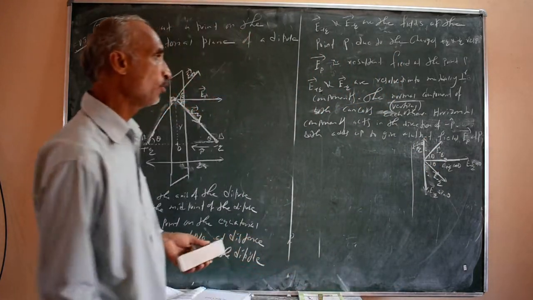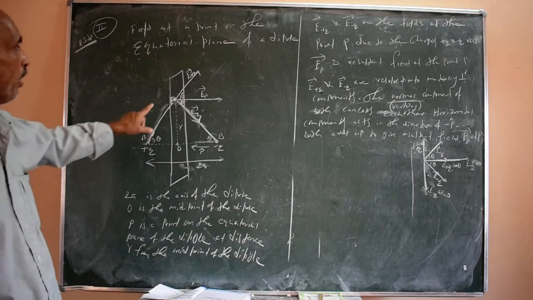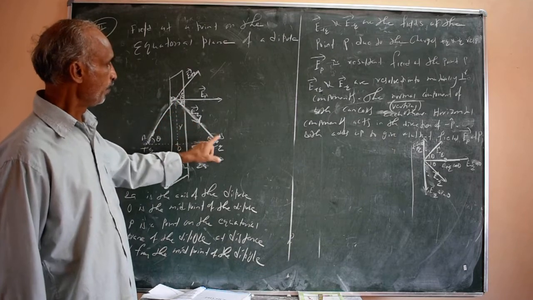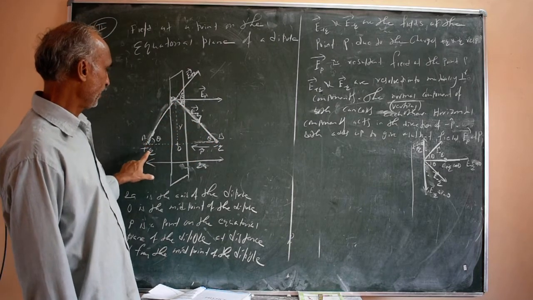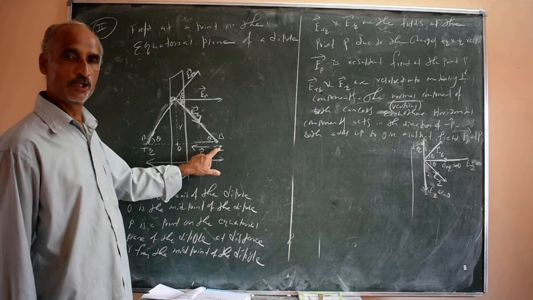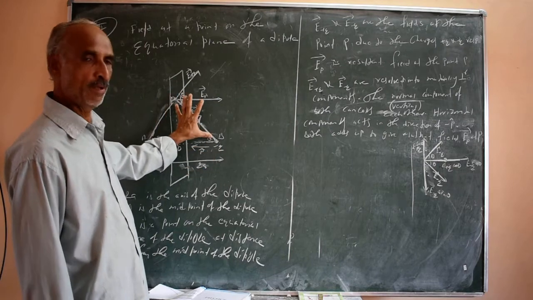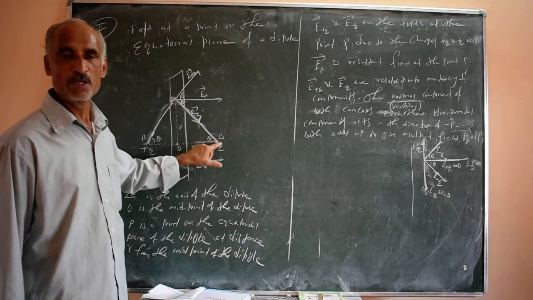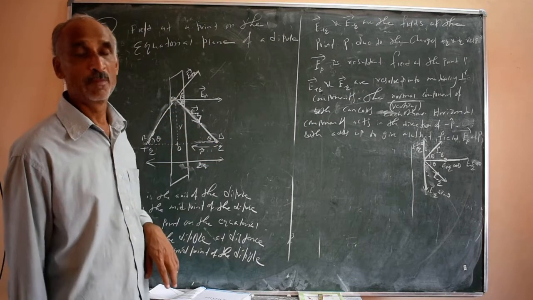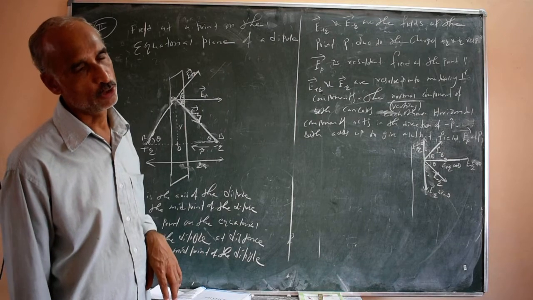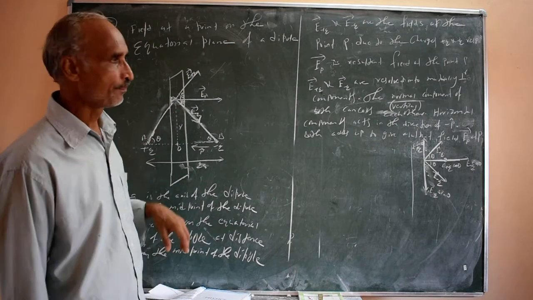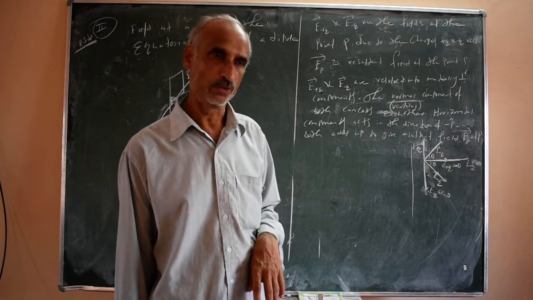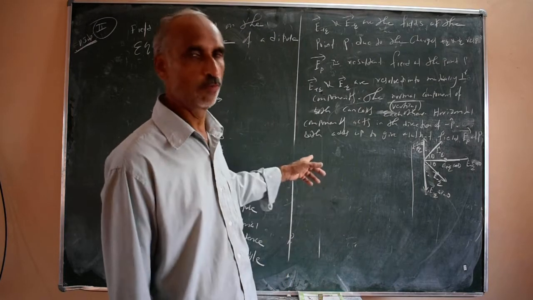Why? The magnitudes of E plus Q and E minus Q are equal at the point P, because the distance is same. PB is equals to PA and the magnitude of the charge is same, Q and Q. Therefore, the charge is same, distance is same. Therefore, the magnitudes of the fields E plus Q and E minus Q are same at the point P. Okay, E plus Q is equals to E minus Q in this case. Let us work out both later on.